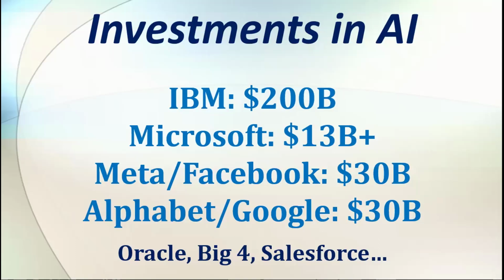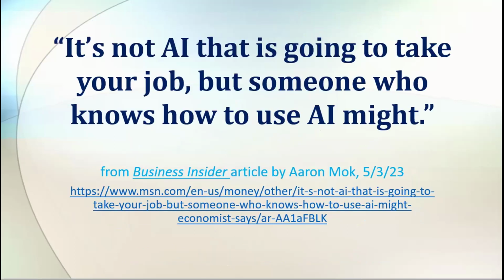IBM, $200 billion. Microsoft, over 13 billion. They put 10 billion in to own half of OpenAI. Meta, Facebook, 30 billion. Alphabet, Google. So billions are being invested. So let's talk about the career space, and then we'll get to prompting.